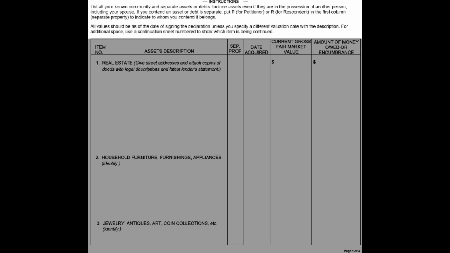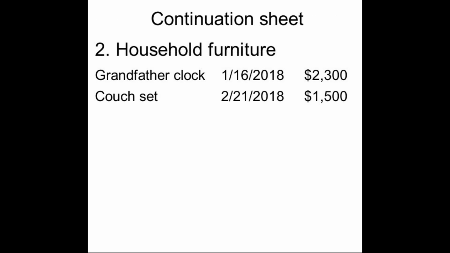Include things even if they are in the possession of another person. If you contend an asset or debt is separate, put P for petitioner or R for respondent in the first column to indicate to whom it belongs. If enough space is not provided on a question, use a continuation sheet numbered to show which item is being continued.